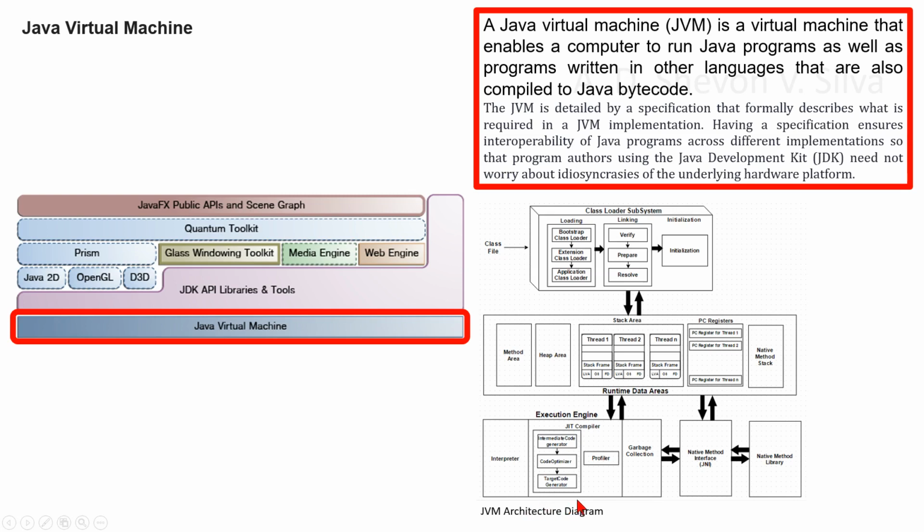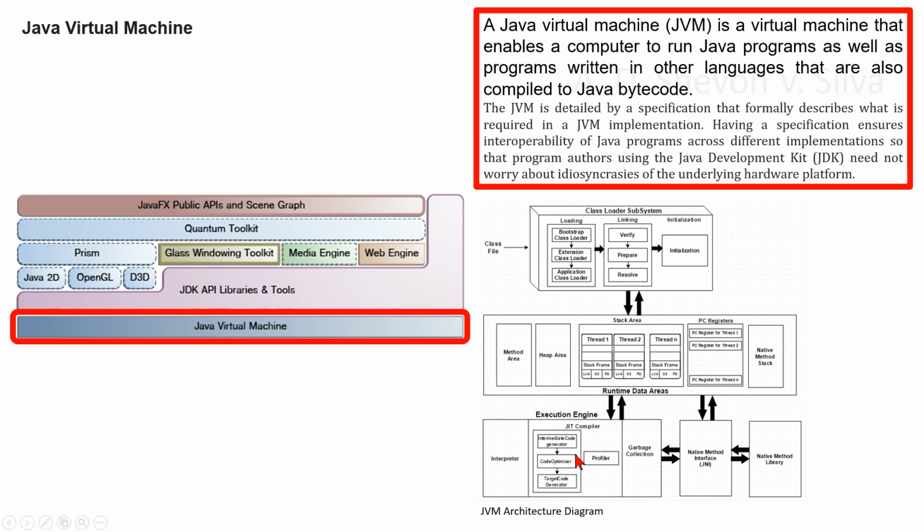JIT compiler: the JIT compiler neutralizes the disadvantage of the interpreter. The execution engine will be using the help of the interpreter in converting bytecode, but when it finds repeated code, it uses the JIT compiler, which compiles the entire bytecode and changes it to native code. This native code will be used directly for repeated method calls, which improves the performance of the system.